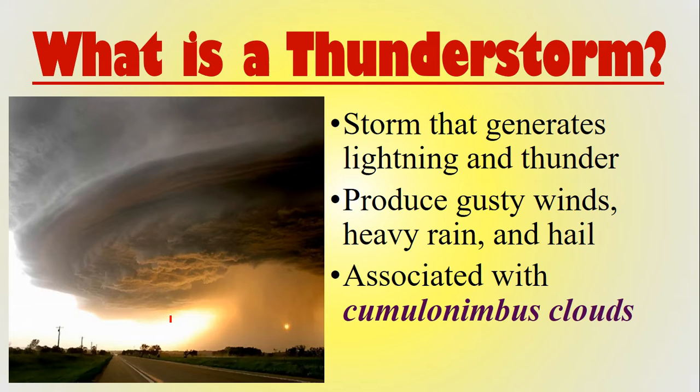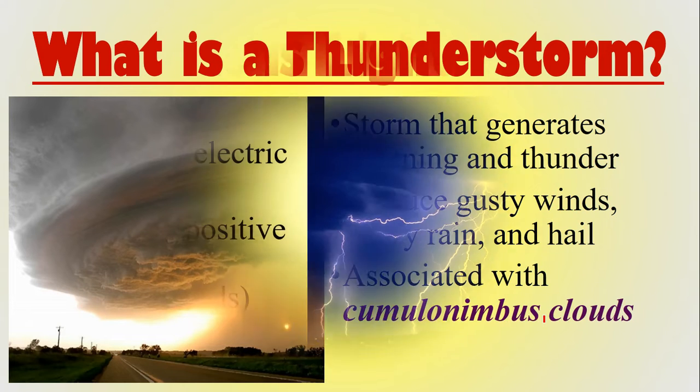Those storms produce gusty winds, heavy rain. Sometimes they can produce hail, and they're usually associated with cumulonimbus clouds. Remember the clouds that can go through all three layers. If you don't remember that, I have a whole video that talks about clouds.